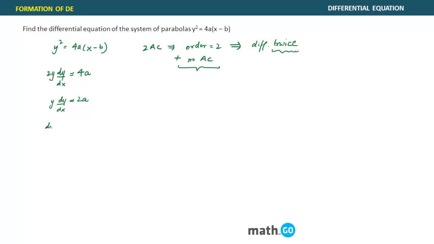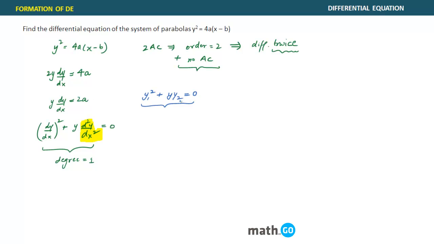So what you will get is (dy by dx) square plus y into d2y by dx square is equal to 0. If you check this particular case here, the degree is what? The degree is 1. Why is the degree 1? Because for degree you take the highest order term. The highest order term is nothing but d2y by dx square, and there are no arbitrary constants. This is the answer we were looking for. In fact, you can also write this as y1 square plus y y2 equal to 0. So y2 is nothing but the second order and y1 is the first order derivative. So this is the answer we're looking for. In fact, it is much easier than what you people have done earlier.